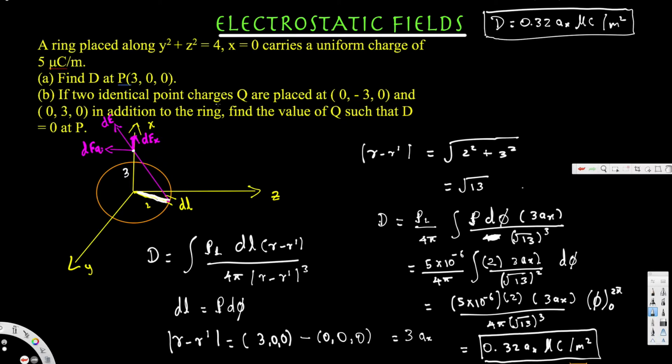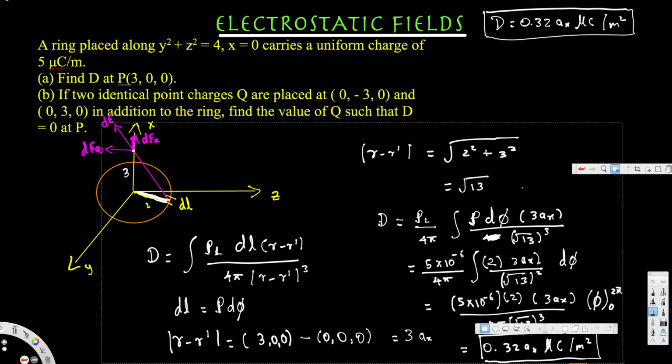If two identical point charges Q are placed at 0, -30 and 0, 30 in addition to the ring, find the value of Q such that D is equal to 0 at P. Okay, so here we have 2 points given. Now let's go ahead and redraw the diagram in terms of these two point charges.